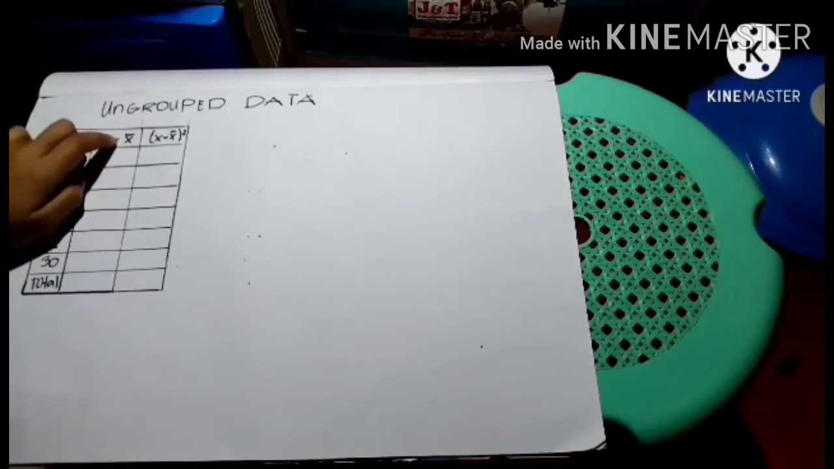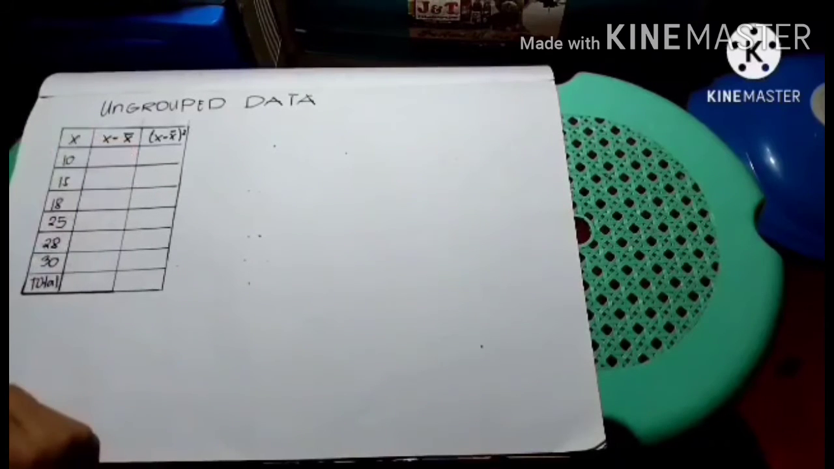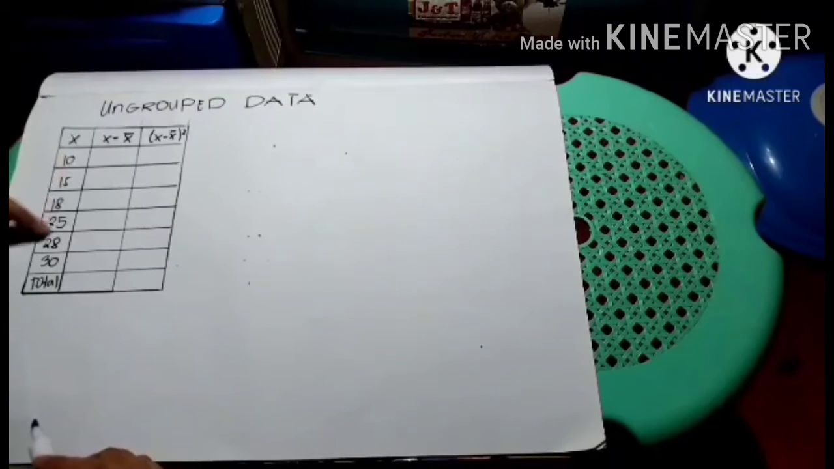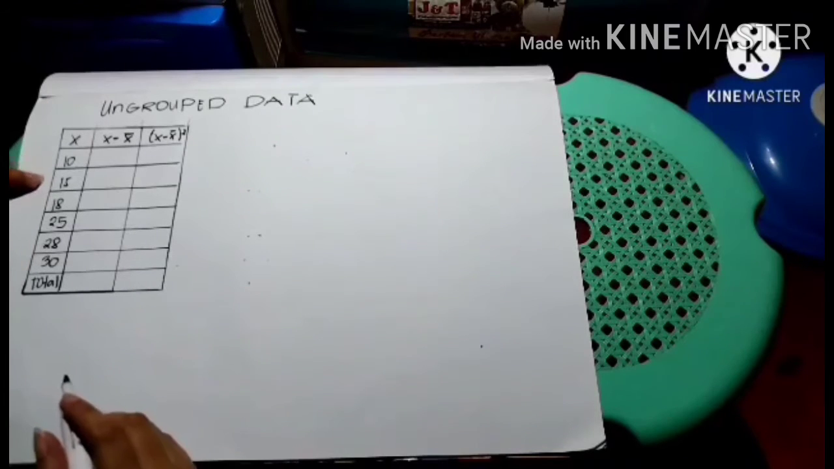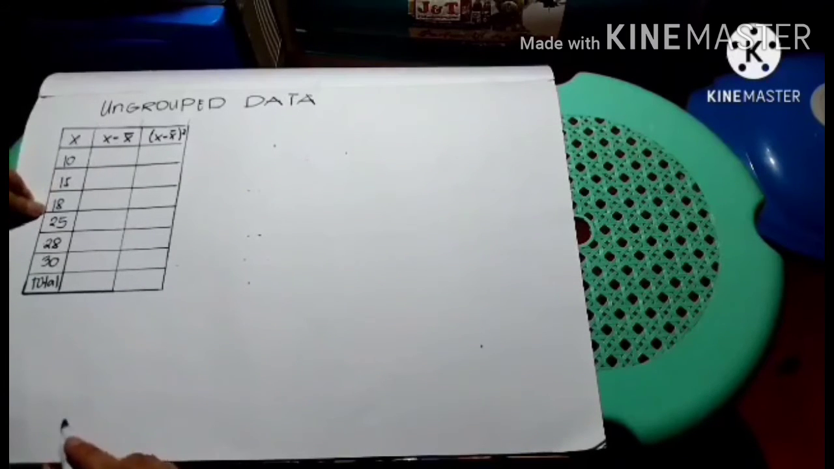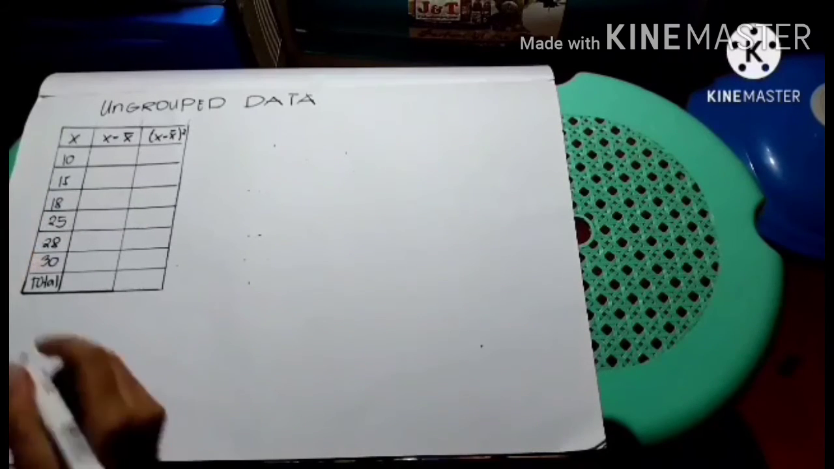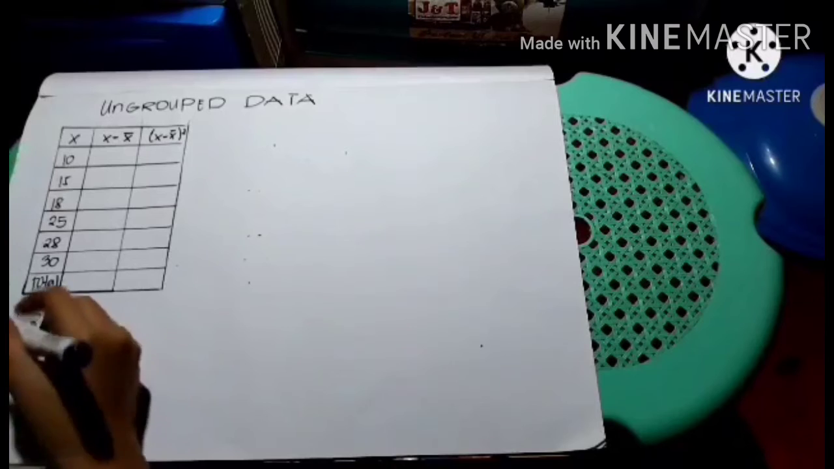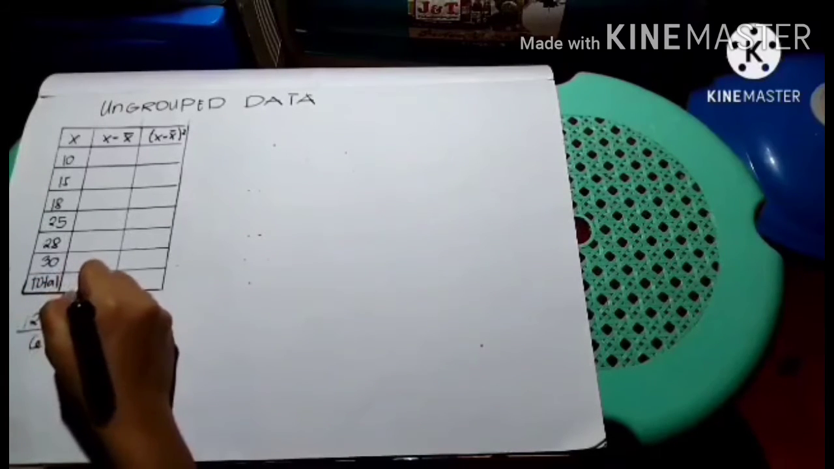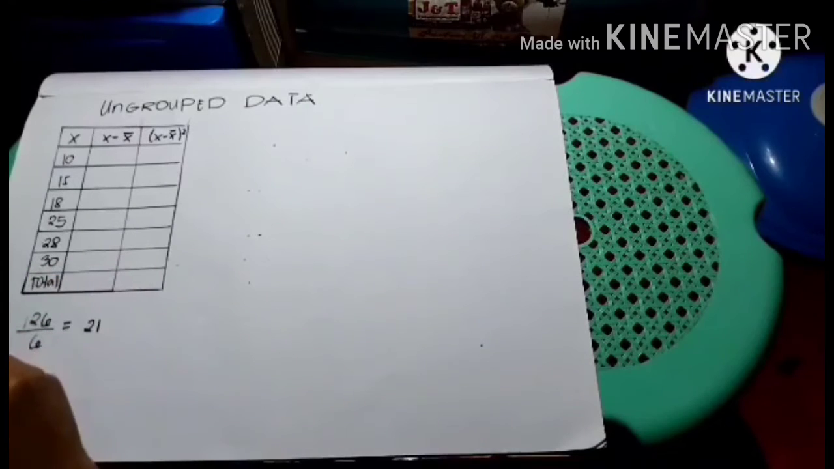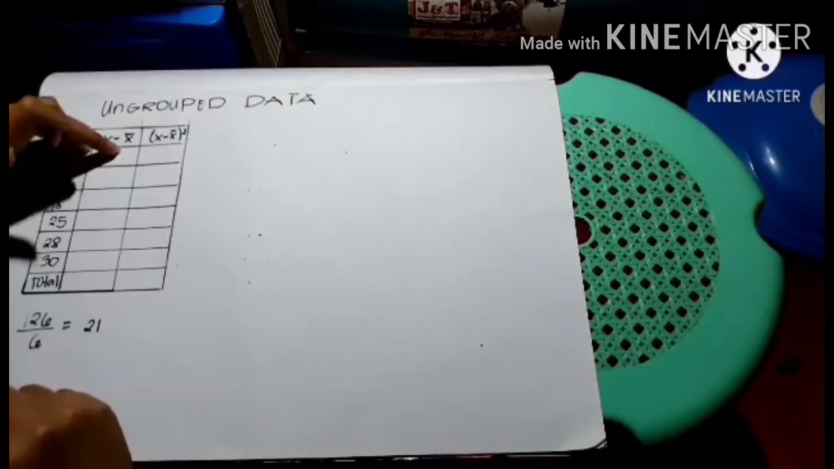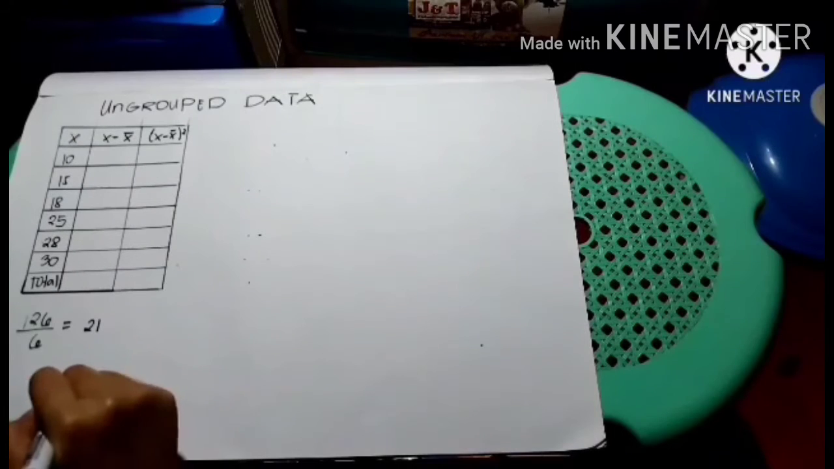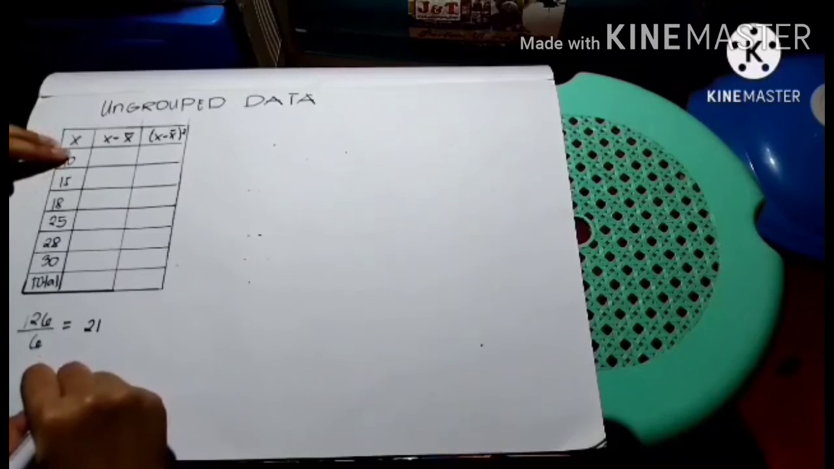To get the X minus X bar, we need to add all X and divide by 6. So 10 plus 15 plus 18 plus 25 plus 28 plus 30 is 126. And we'll divide it by 6, which is equal to 21.